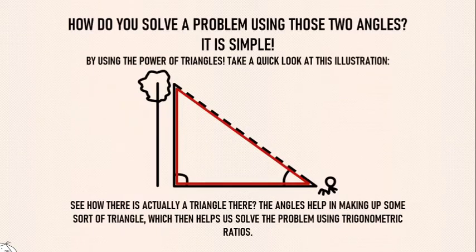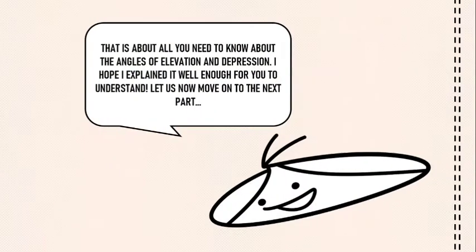How do you solve a problem using those two angles? It is simple, by using the power of triangles. Take a quick look at this illustration. See how there is actually a triangle there? The angles help in making up some sort of triangle, which then helps us solve the problem using trigonometric ratios. That is about all you need to know about the angles of elevation and depression. I hope I explained it well enough for you to understand. Let us now move on to the next part.